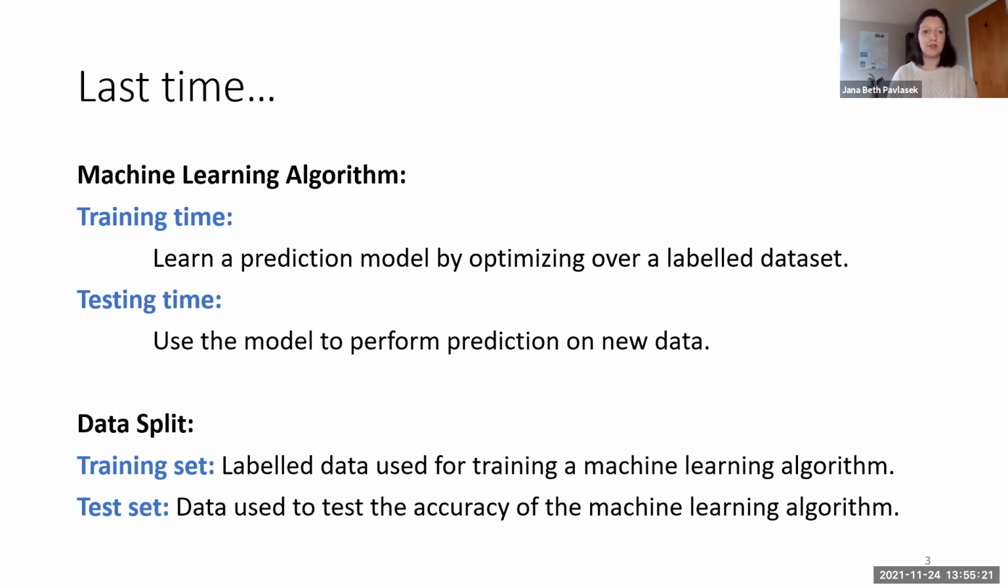So we will split up our data so that most of it is in our training set. It's a bunch of labeled data that we're going to use to actually train our machine learning algorithm. And then the rest of our data will be kept in our test set, which we'll use to test the accuracy of our machine learning algorithm and evaluate how good it is at doing image classification.